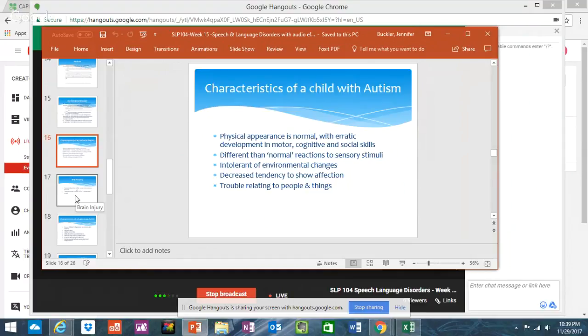Now, these are very general characteristics of autism, and children with autism are all very unique. No one child with autism appears to have the exact same characteristics as another child. So we're speaking in generalities when we talk about the characteristics of individuals with autism.